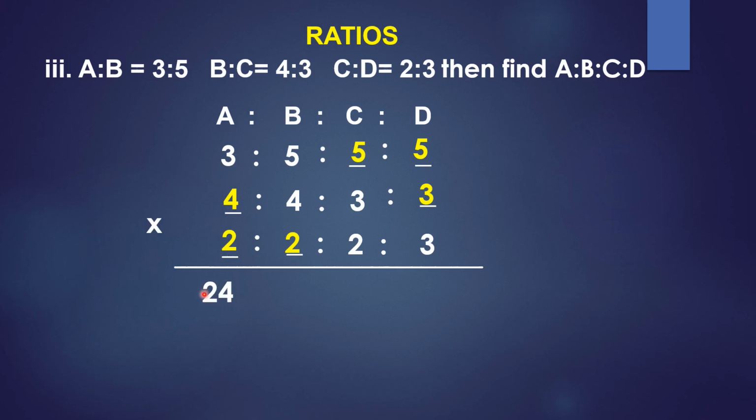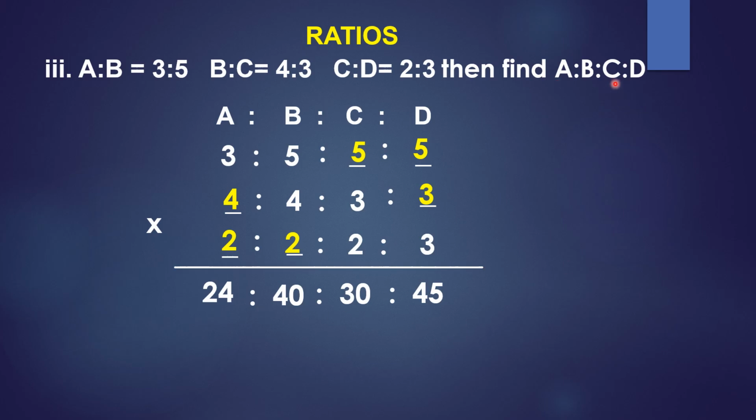3 4s are 12. 12 2s are 24. Now next one. 5 4s are 20. 20 2s are 40. Or you can take 5 2s are 10, 10 4s are 40. Next. 5 2s are 10. 10 3s are 30. Next one. 5 3s are 15. 15 3s are 45. That's it.